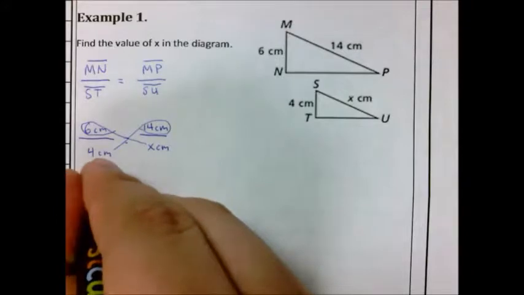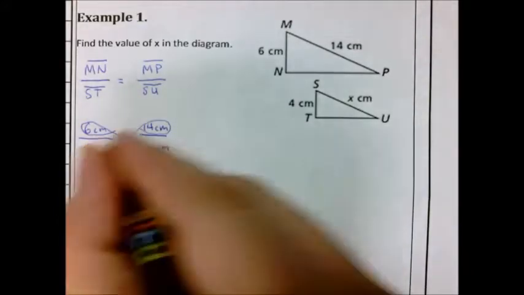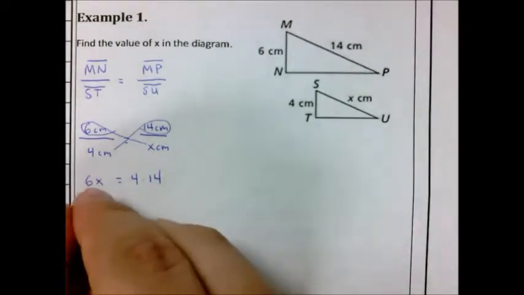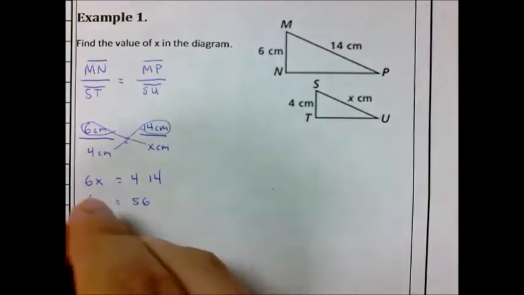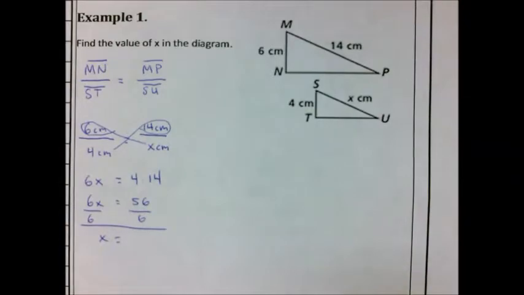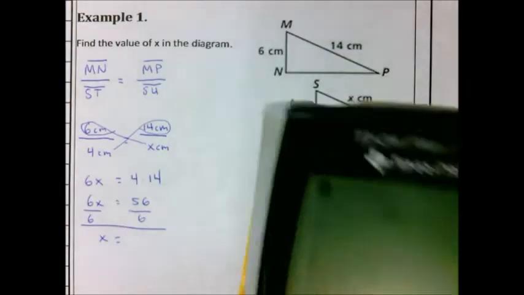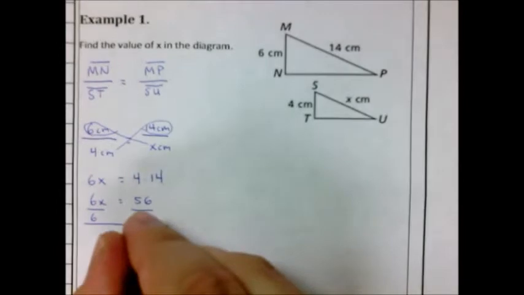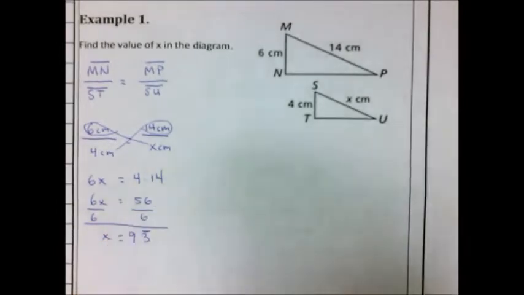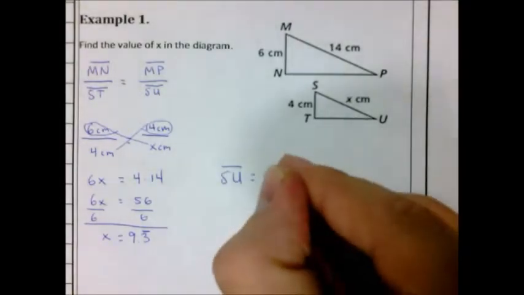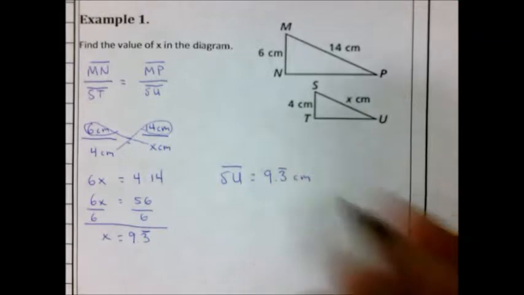6 times x is just 6x, is equal to 4 times 14. Okay, first let's multiply 4 times 14, that's 56. And then we just have to divide by 6 on both sides. And we end up getting x is equal to, you know what, I don't know what 56 divided by 6 is in my head, so I'm going to say, hi friend, 56 divided by 6 is 9.3 with the repeating decimal. So the value of SU, the distance of that, is 9.3 centimeters.